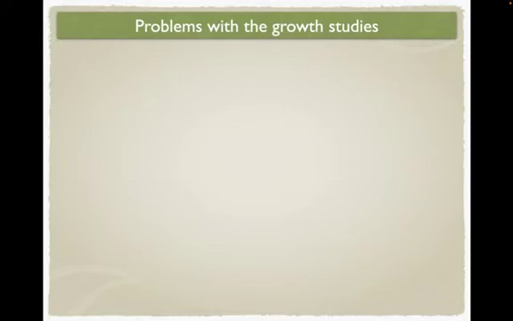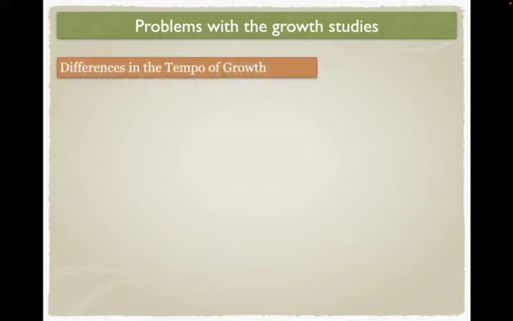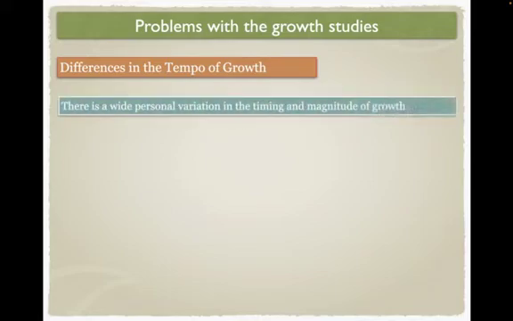So what is the problem with growth studies? Are these growth studies accurate? Well, to start with, this one was done on Caucasians, so it doesn't work for the Middle Eastern population to start with. The other issue is the difference in something we call tempo of growth, which is basically the variation in the timing and the magnitude of growth. We call that tempo of growth.